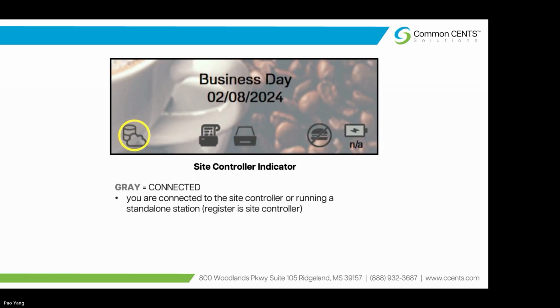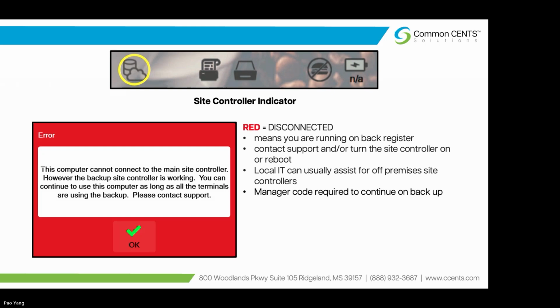Our next indicator is going to be the site controller indicator. This just kind of indicates if you're connected to the site controller or if you're running a standalone station. Gray means that it's connected. Gray is good. Red is dead. Make sure you keep that kind of close to your heart for sure. Red just means that it's been disconnected.